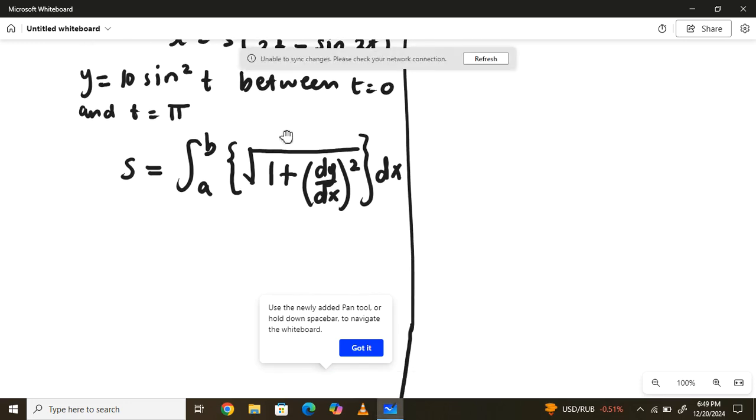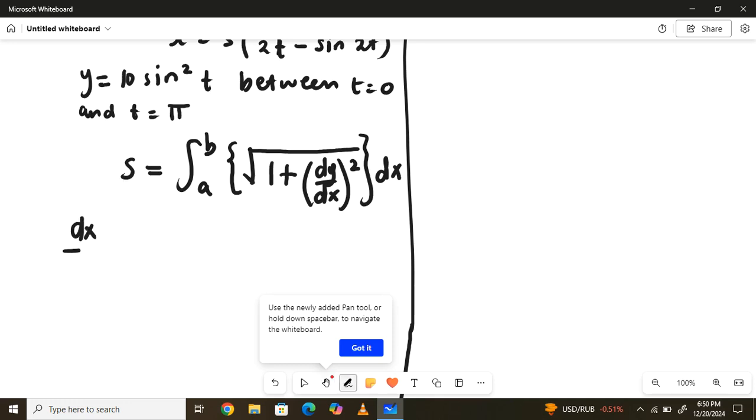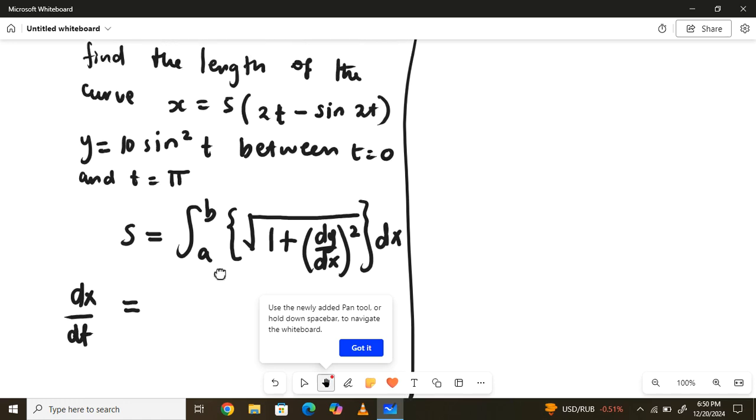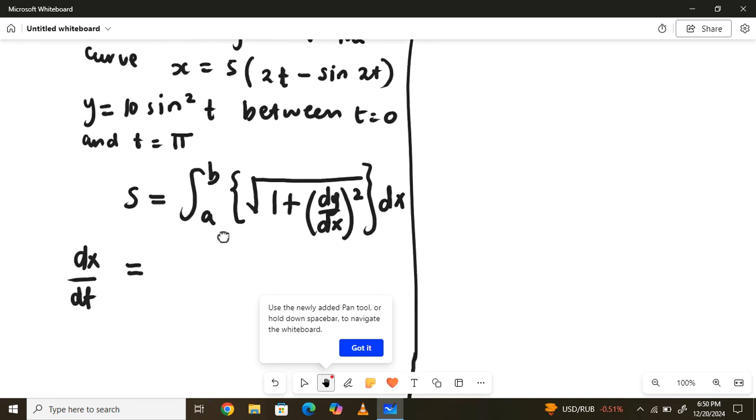Our formula for getting the length of a curve is s, the integral from a to b of the square root of 1 plus (dy/dx) squared dx. So we are going to go straight into it. It's a parametric equation. Our first step is to get dx/dt, and to get dx/dt we need to differentiate our value of x.